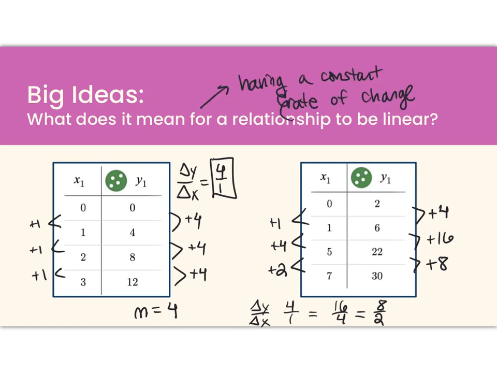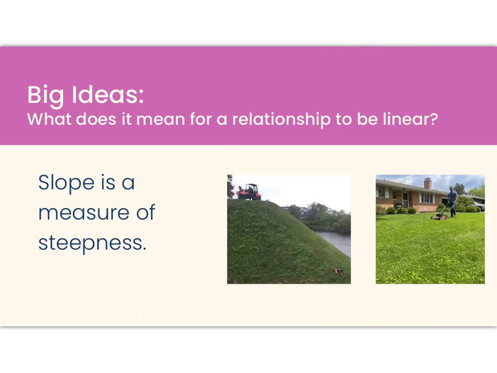So that's going to be our magic word to think about when determining if a relationship is linear or not. We're going to look at the rate of change and see, is it constant? Is it always the same? If it's a constant rate of change, then it's linear. So that's an example, but let's think about how that would look in a graph.